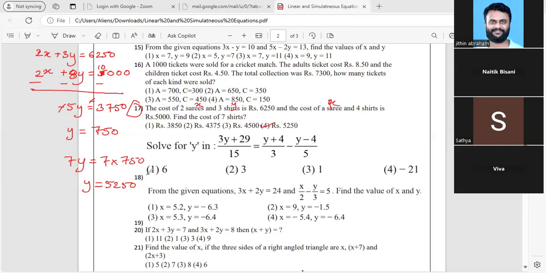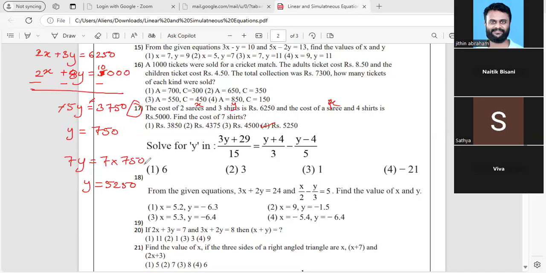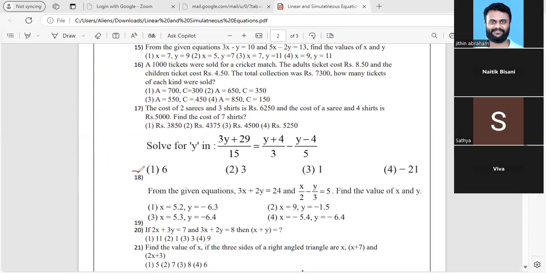Sir, what was the answer for the 16th one? It was option 1, right? Yeah, option 1. Okay. No, I believe you're done, so then I can proceed further. Yes, sir. So going forward for the 18th problem, which is this basically, okay?